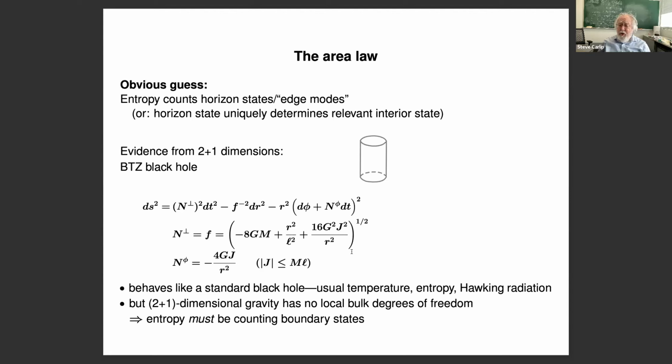But in 2+1 dimensions, there are no local degrees of freedom in pure gravity. There are no gravitons, no gravitational waves, no local fluctuations of the metric. So if BTZ black hole entropy is to be explained by anything, it has to be some sort of extra boundary or edge degrees of freedom.